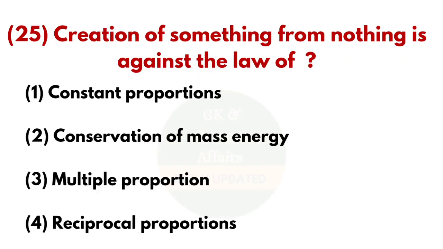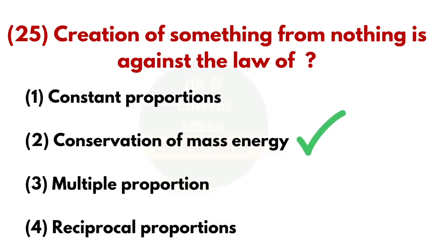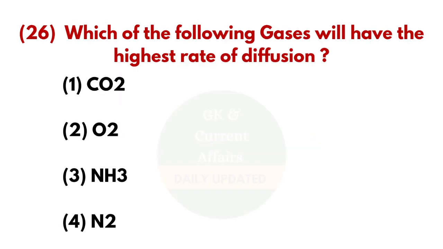25th question, creation of something from nothing is against the law of, and the answer is conservation of mass energy. 26th question, which of the following gases will have the highest rate of diffusion? And the answer is NH3.